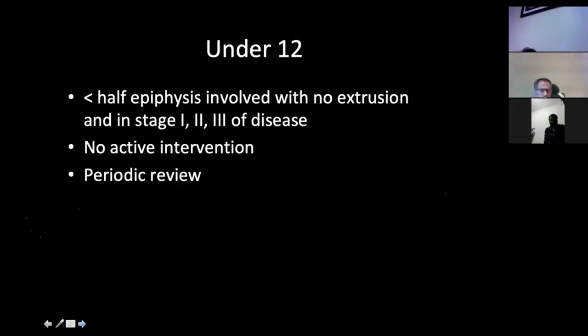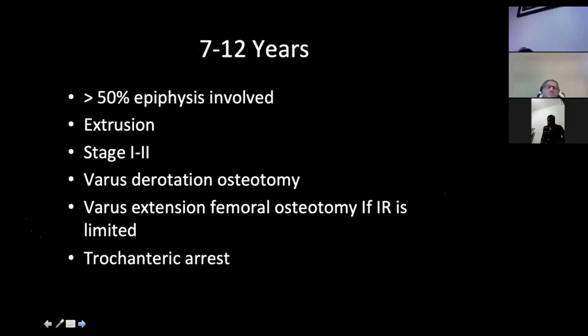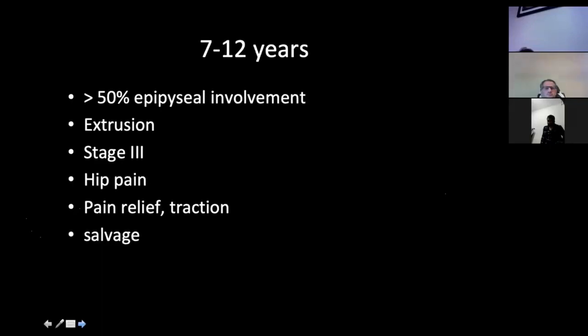Under 12, okay, you're not doing well. You've got an epiphysis that's not getting extrusion, but it's quite far in the disease, so we're going to keep an eye on it. At 5 to 7, you're in that middle bit, so we might consider some surgery. At 7 to 12, oh God, you're in that bad stage, and we're going to consider some surgery. 7 to 12 with a lot of changes, yeah.